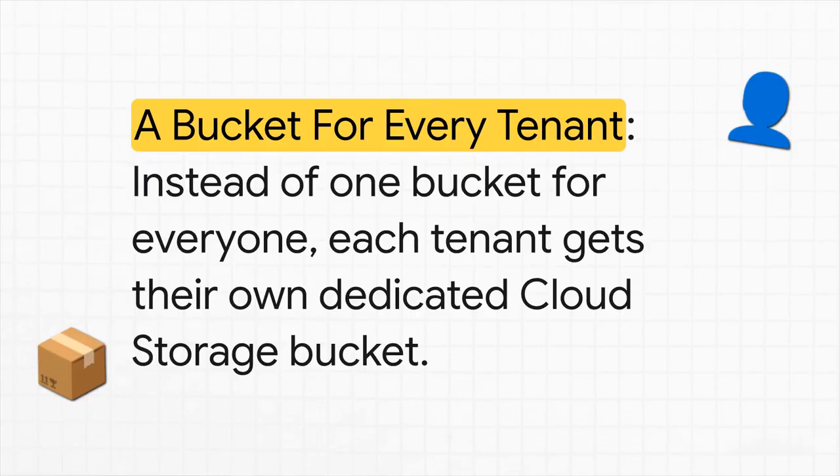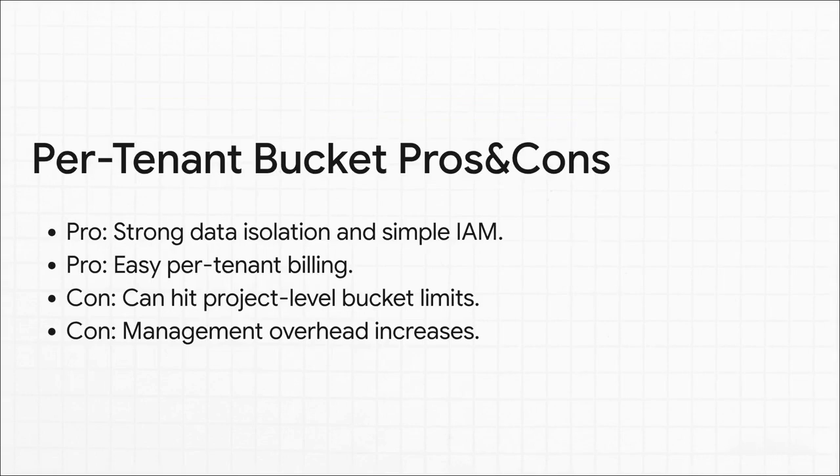So what if we do the complete opposite? Path number 2 flips that first model on its head. Instead of one bucket that everyone shares, we give every single tenant their very own dedicated cloud storage bucket. Now, this is a huge win for isolation. Security becomes way simpler because the walls are literally part of the infrastructure. But that simplicity can start to crack when you scale. See, GCP projects have hard limits on the number of buckets you can even create. And just imagine the operational headache of trying to manage thousands and thousands of individual buckets. It can get overwhelming fast.